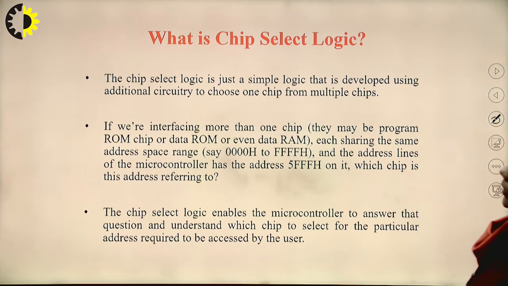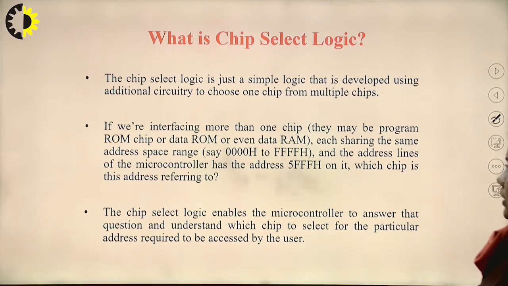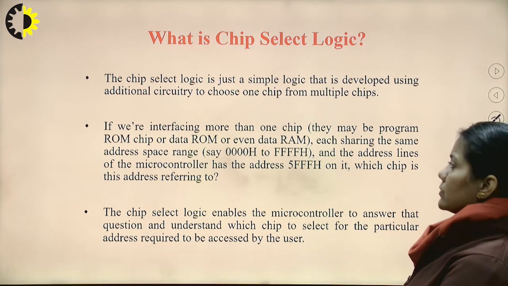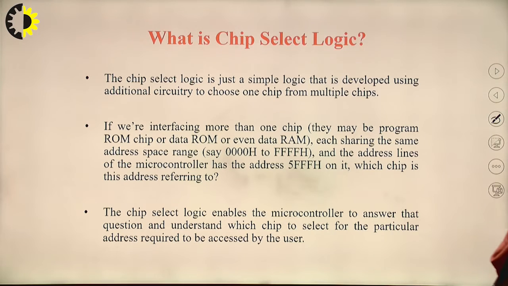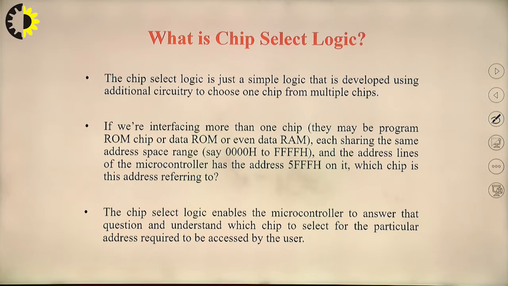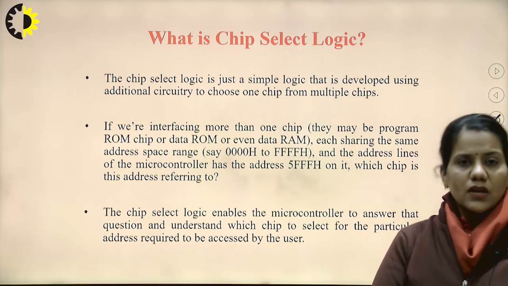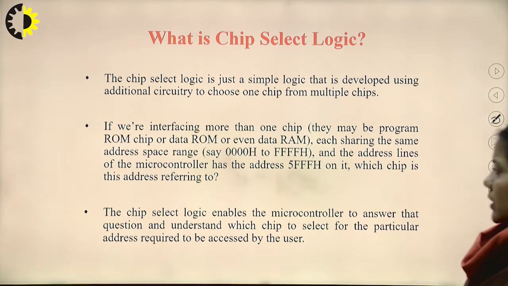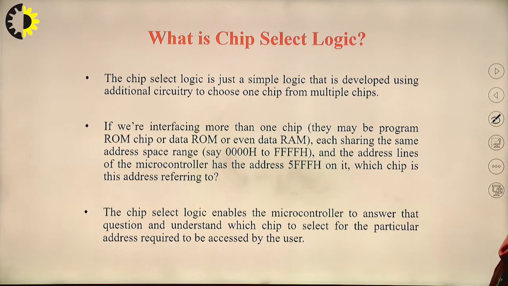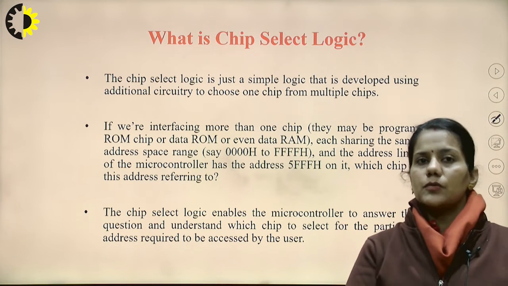So, if we are interfacing more than one chip, they may be program ROM chip or data ROM or even the data RAM, each sharing the same address space range, that is 0000H to FFFFH, and the address lines of the microcontroller have the address 5FFFH on them. Which chip does this address refer to? So this we have to check. The chip select logic enables the microcontroller to answer that question and understand which chip to select for the particular address required to be accessed by the user. So this is the chip select logic.